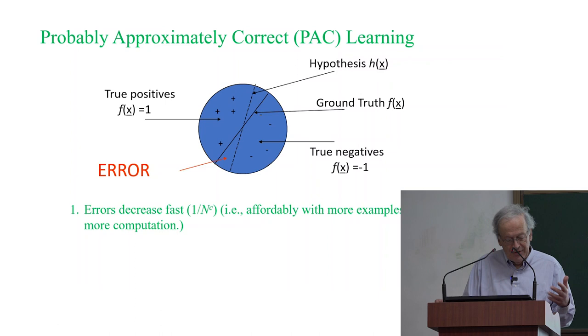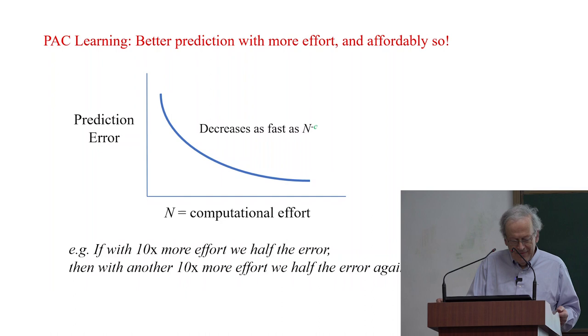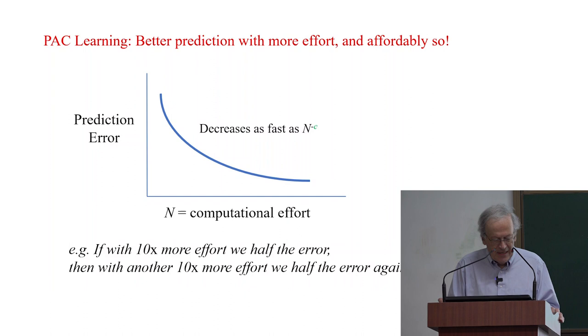The emphasis here is that the errors decrease fast enough. If big N is the effort you make in the computation, in the learning, then you want the errors to decrease as you make more and more effort. N is maybe the computational steps, and you want it to decrease algebraically. So that's a picture. The idea is that with more effort, you should make a better prediction. You should be rewarded reasonably for the bigger effort. For example, if you make 10 times more effort and you halve the error, then in this criterion, if you make 10 times more effort again, you halve the error again. Somehow you're always adequately rewarded by making more effort.